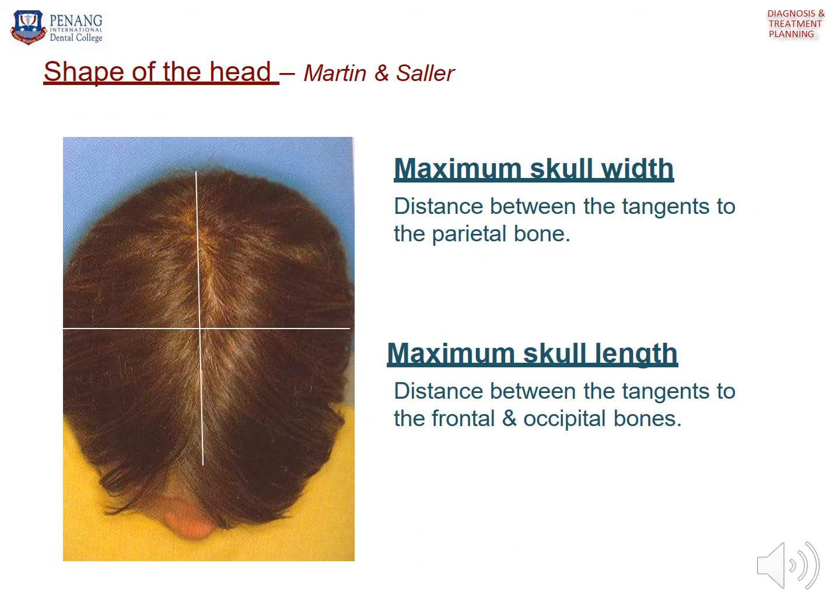For the shape of the head, by Martin and Saller, the head can be classified into three types, which are the mesocephalic, dolichocephalic, and brachycephalic. So how do we check which type of head? We need to measure the skull width and the skull length. The maximum skull width is the distance between the tangents to the parietal bones, and the maximum skull length is the distance between the tangents to the frontal and occipital bones.